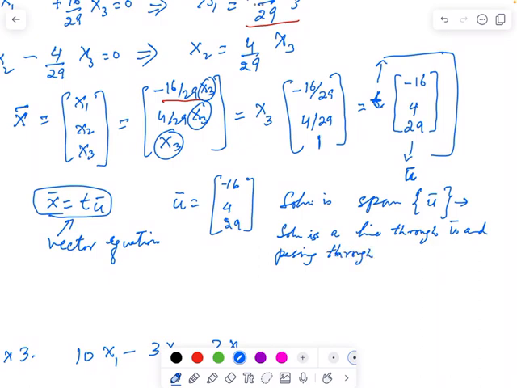Now it's hard to draw this line because it's 3-dimensional, and it's hard to pick the coordinates of the vector. So you may not try to draw or sketch this one, but if we are in R2, then it will be a good idea to sketch the graph.